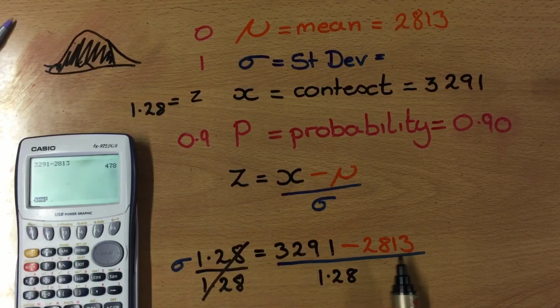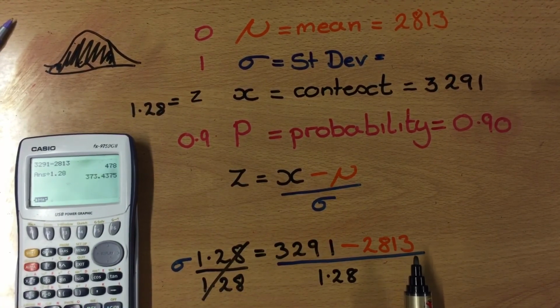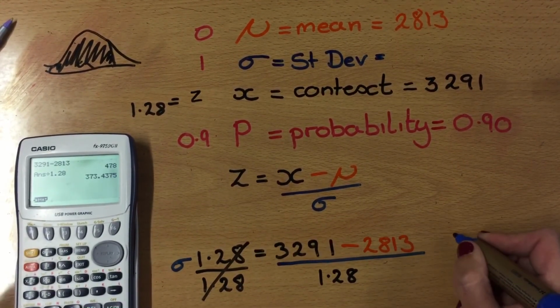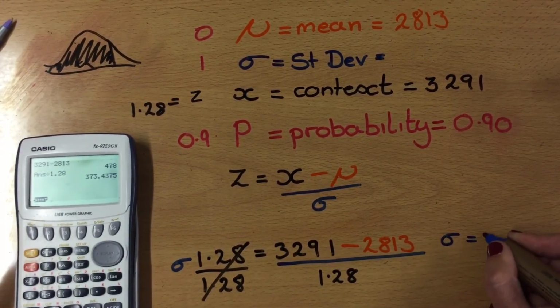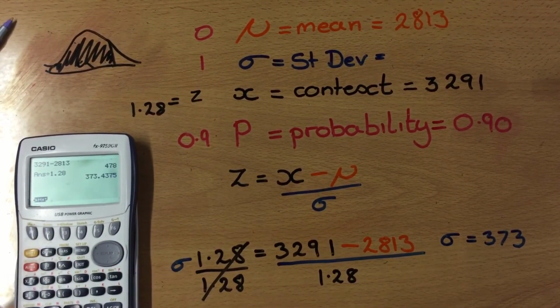So we've got this, we divide it by 1.28, and we get an answer of sigma equals 3.73. So that's what we're asking for.